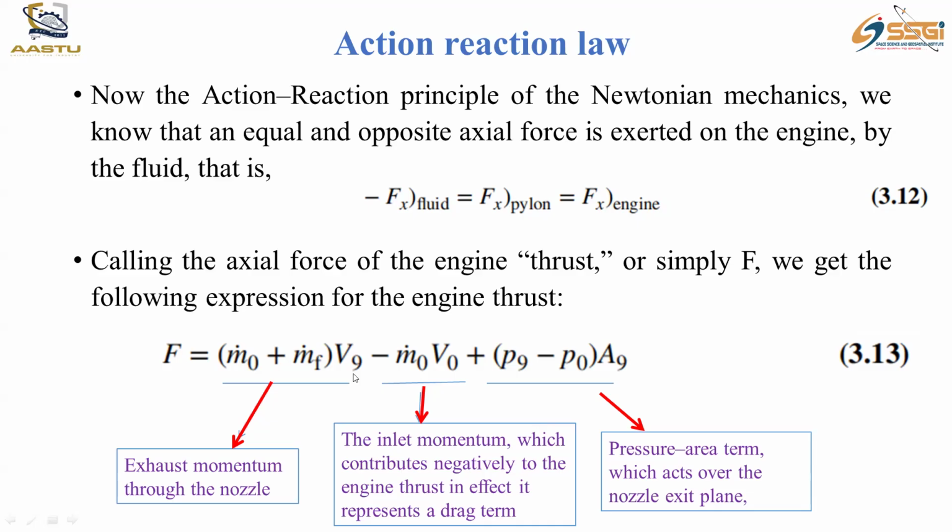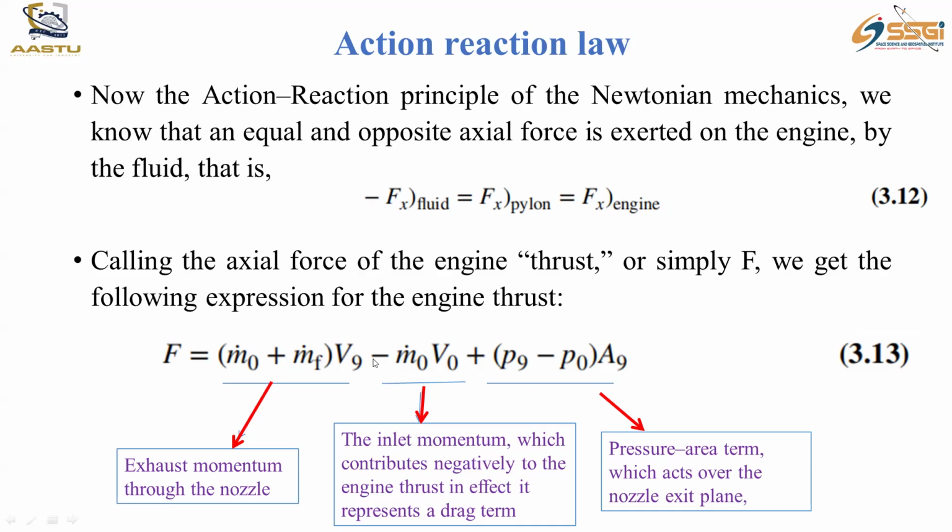Thrust force is equal to the exhaust momentum through the nozzle minus the inlet momentum, which contributes negatively to the exhaust thrust. It represents a drag force. Actually, this is the drag part of the force, and the pressure area term. So this is the pressure area term, this is the momentum term, and this is the drag component.